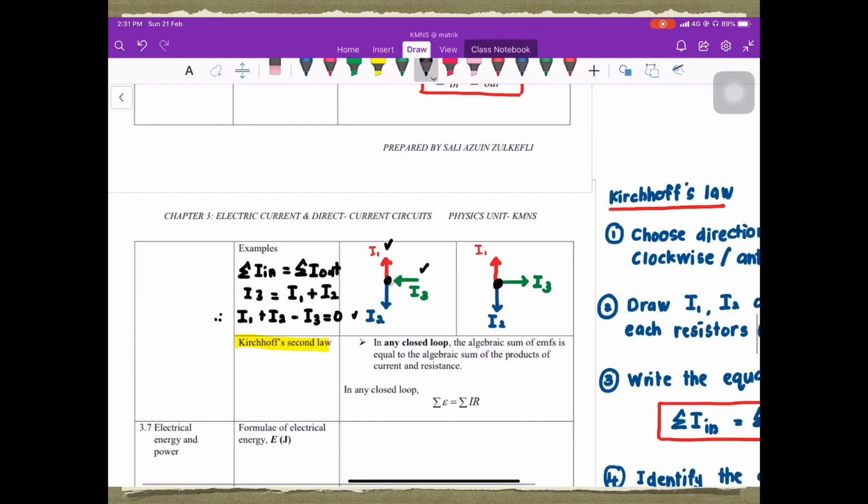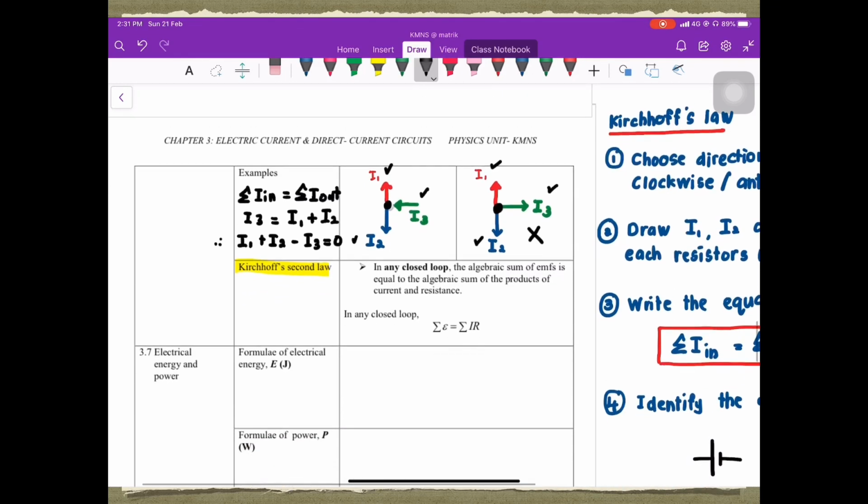Next, what about the second diagram? Look at I1 out from the junction, I2 out from the junction, and also I3 out from the junction. Therefore, this diagram disobeys Kirchhoff's first law.